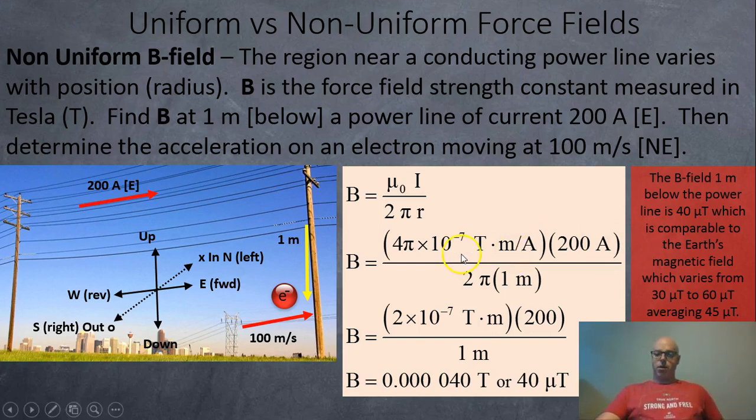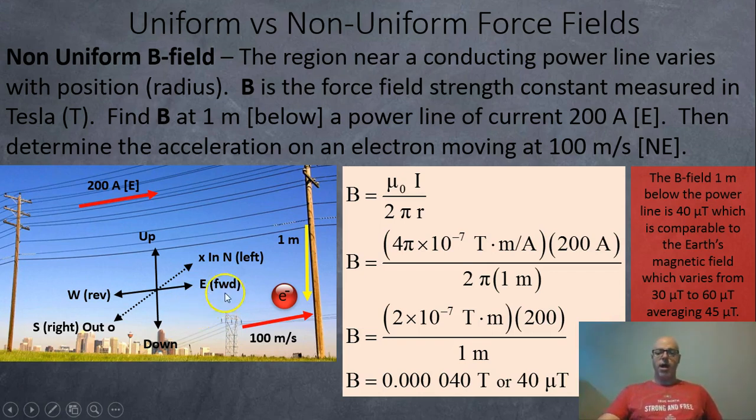So we get this number times the 200 amps divided by 2 pi times 1 meter. Now this is convenient. 4 pi divided by 2 pi is just 2. So we can cancel out some pi's here. And we get the magnetic field strength near this power line is 0.000040 Tesla, or 40 microtesla, which falls right in the range of the Earth's magnetic field. The Earth's magnetic field fluctuates anywhere from 30 microtesla to 60, averaging around 45. So if you're an animal using magnetic fields to navigate, yeah, this would probably confuse you a little bit.